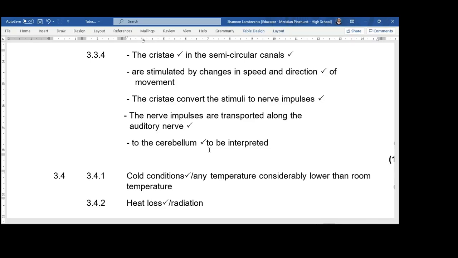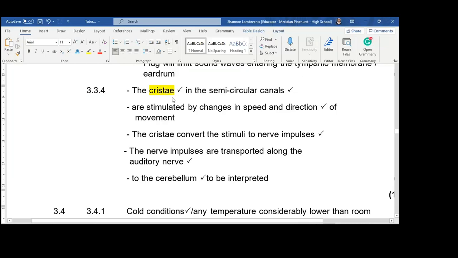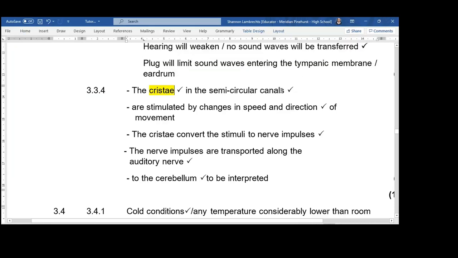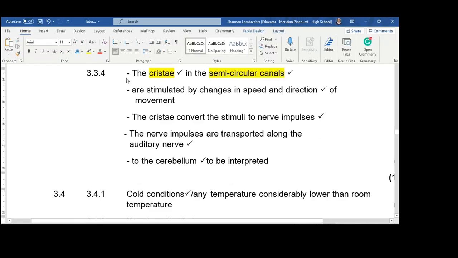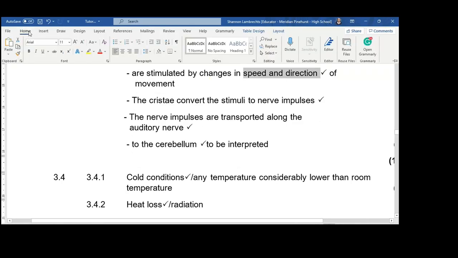When I think about balance as a Grade 12 learner, the one thing that must pop into my mind is the crista, because you always get a mark for that. The second thing must be the semicircular canals. Those are the two things that play a major role in balance. They are stimulated by the change of speed and direction. You must mention that, Grade 12s. You can't just say they're stimulated by movement. You have to say speed and direction, because that's where the mark is.